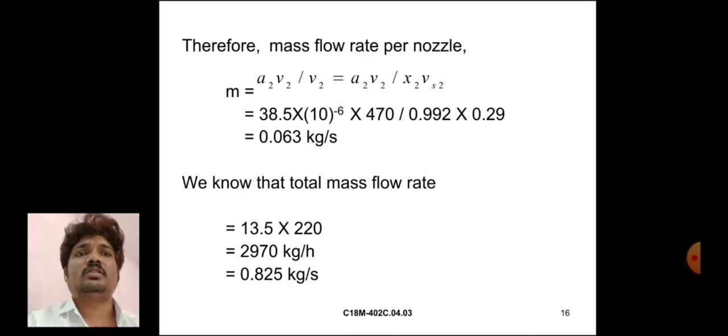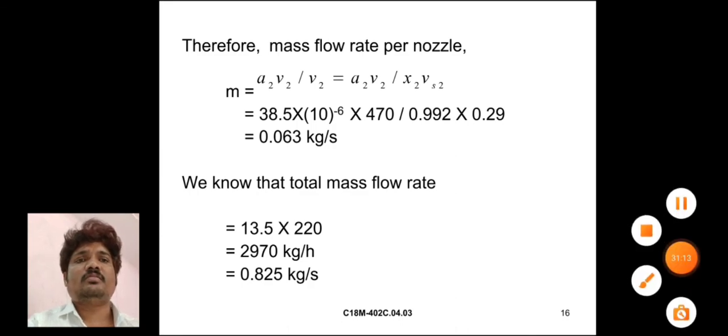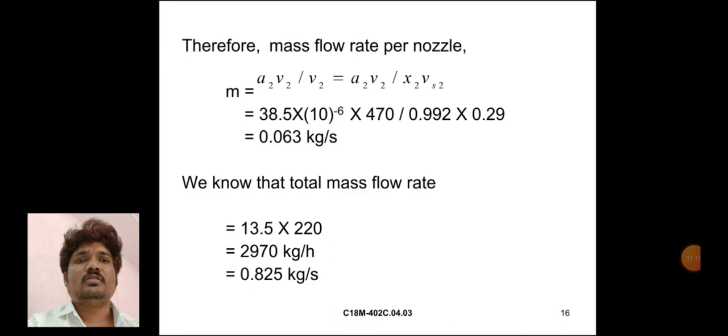Therefore, mass flow rate for nozzle is equal to A2 V2 by X2 VS2, 38.5 into 10 power minus 6 into 470 by 0.992 into 0.29. This is 0.063 kg per second, mass flow rate for nozzle. We know that total mass flow rate is 13.5 into 220, 2970 kg per hour, 0.825 kg per second.